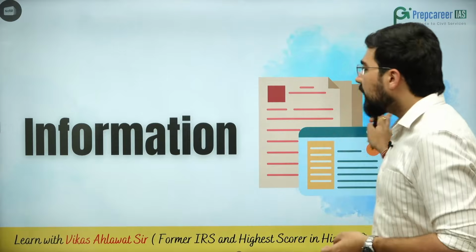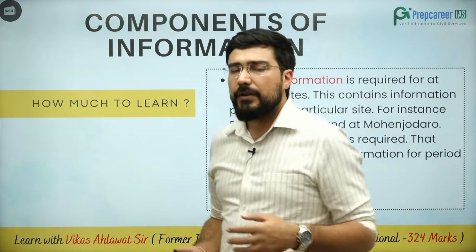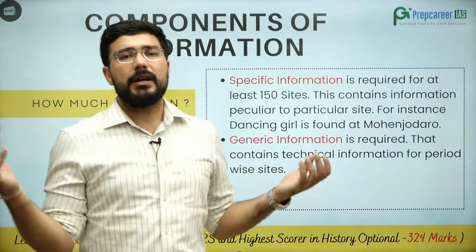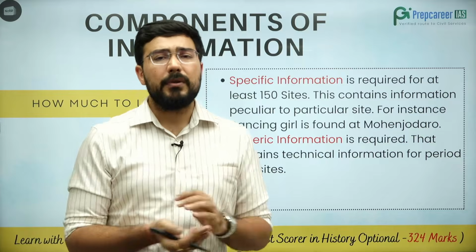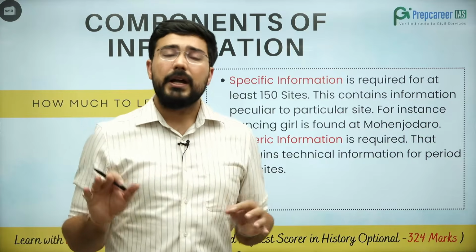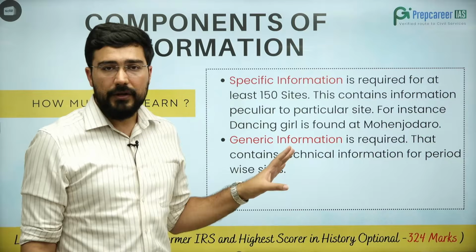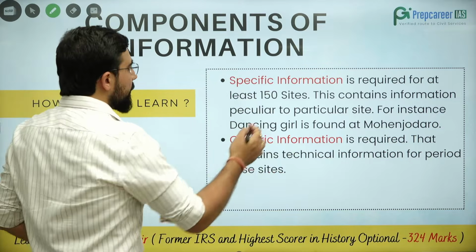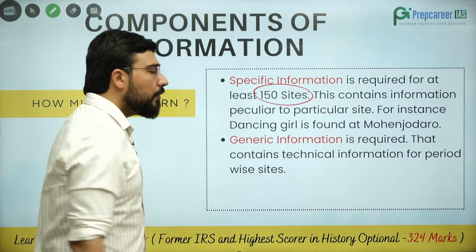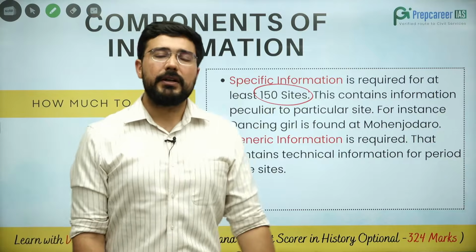Now let us see what kind of challenges we find when we talk about the information. Look, when we talk about information, there are so many sites. There are 700, 800 sites which we have for this paper. But do you think you can remember information for all 700 of them? That is sheer madness. It's not possible, and you're going to waste a lot of time. That's why the best structure for information is that you should limit yourself to 150 important sites, and for those we can remember the specific information.